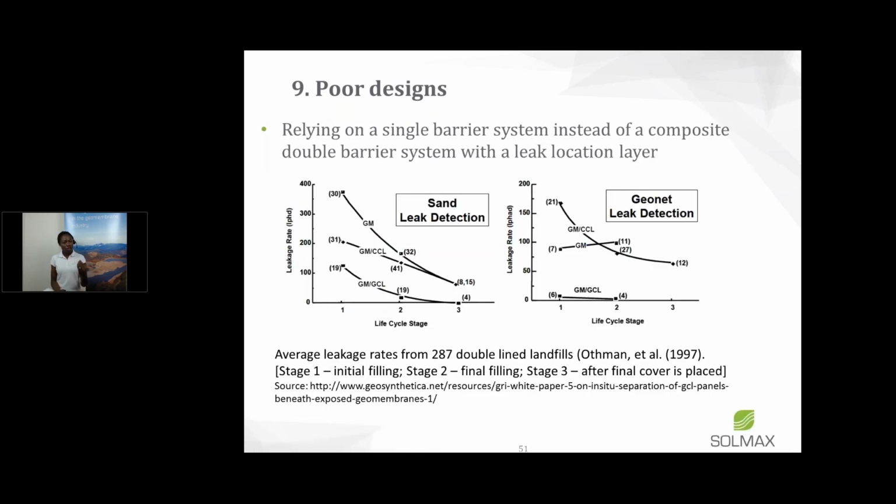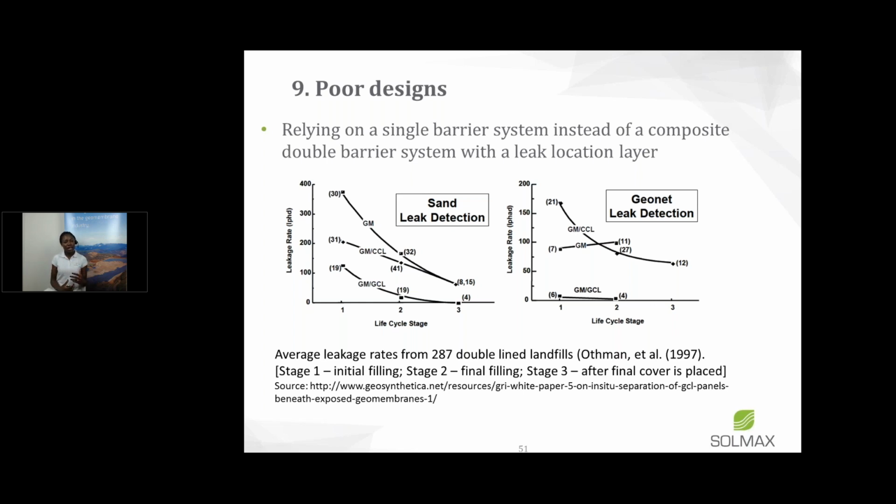So incorporating this kind of design strategy into your specification or construction work is going to go a long way in preventing leakage. And here is a picture on the screen of two of 287 double-lined landfills that were sampled. One of them, the one on the left, had a sand leak detection layer between the primary and the secondary geomembrane. The other one had a geonet leak detection layer.